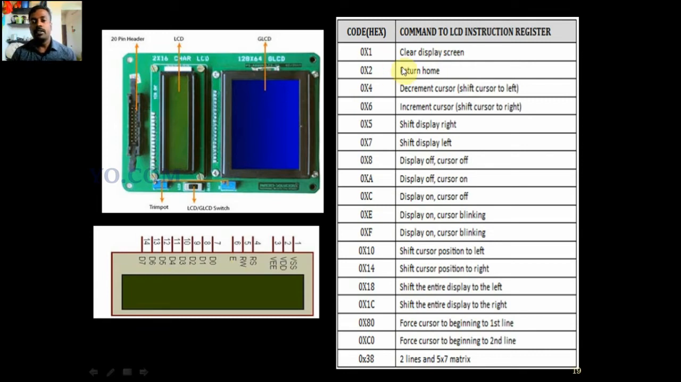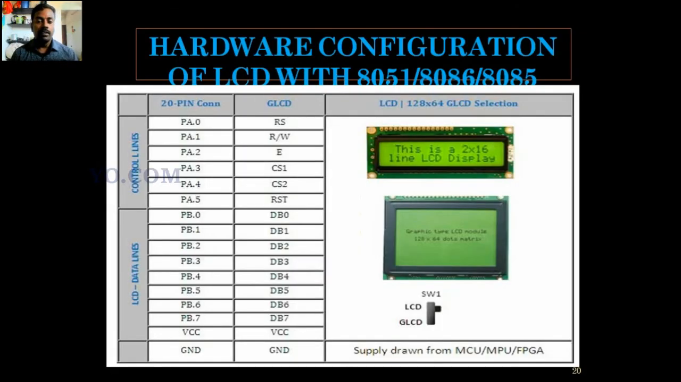Here we have the different control instructions based on some code. 0x1 means clear display screen, 2 means return home, 4 means decrement cursor, 6 means increment cursor, 5 means shift display right, 7 means shift display left, 8 means display off cursor off, 9 means display off cursor on, and E means display on cursor blinking. Likewise, we have so many instructions. In our program, we use these instructions to control the LCD. Then this way the display works.